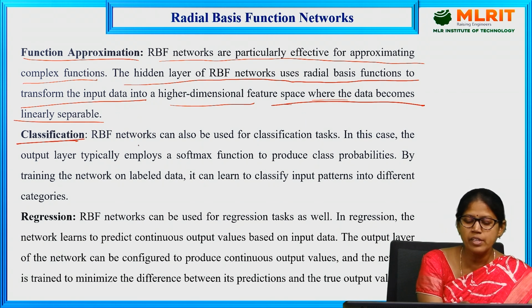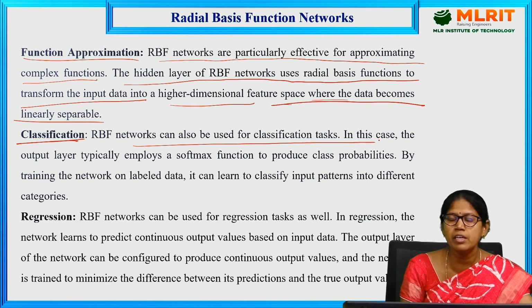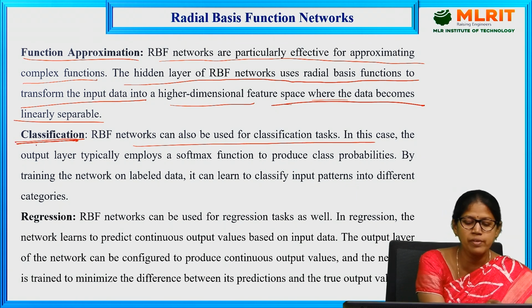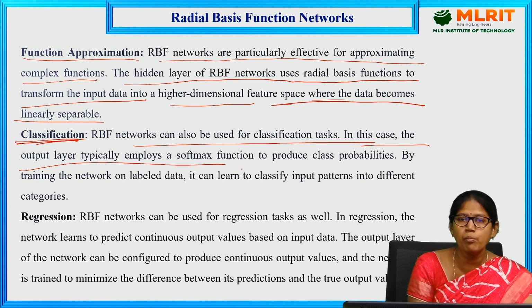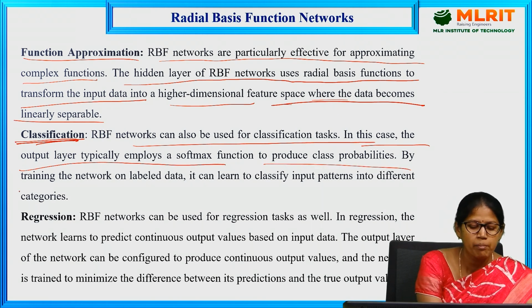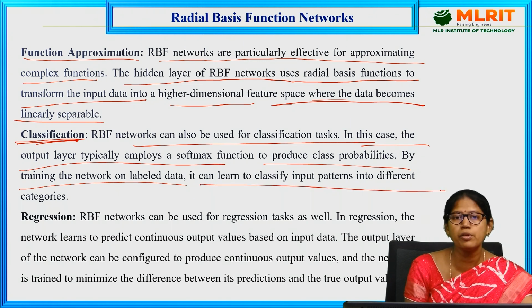Next one is classification. RBF networks can also be used for classification tasks, for example, email filtering, spam or not spam, and disease diagnosing, disease present or not present. In this case, the output layer typically employs a softmax function to produce class probabilities. By training the network on labeled data, it can learn to classify input patterns into different categories.